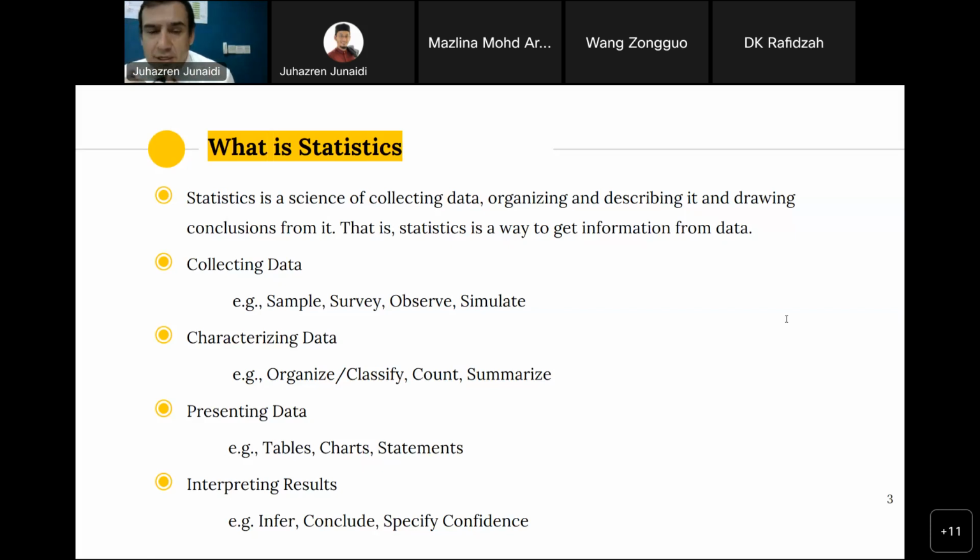We can summarize to which group a specific talk is of interest and why that group is interested in that type of talk. And the statistical methods have to have these stages. It is about collecting data, and for that we have to have a sample. We need to have surveys, observations, simulations, and so on.